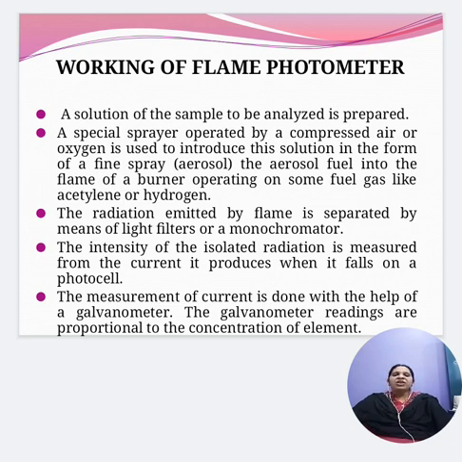The radiation emitted by the flame is separated by means of light filters or a monochromator. The intensity of the isolated radiation is measured from the current it produces when it falls on a photocell. The measurement of the current is done with the help of a galvanometer. The galvanometer readings are proportional to the concentration of the element.